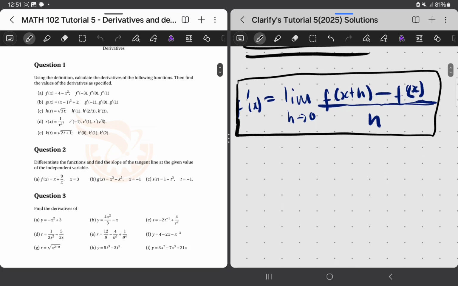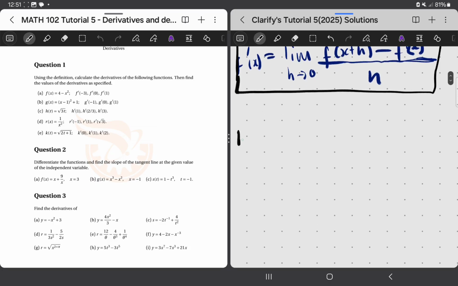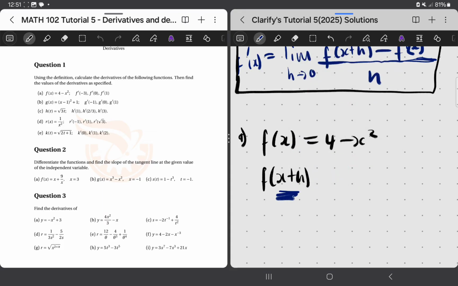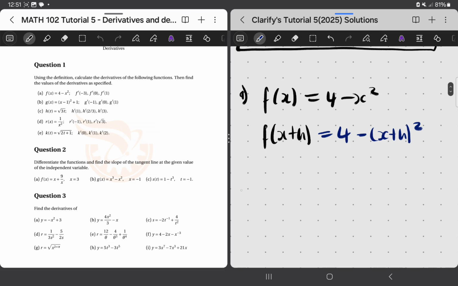So now let's go through this 1a then, using that definition to find the derivative. First you need to know what your f of x is. Your f of x is going to be 4 minus x squared. Then you need to know what your f of x plus h is. It just means that wherever there is an x, we are putting x plus h. So this will be 4 minus, instead of x, x plus h, all squared. Now let's go ahead and find the derivative when it's like this.